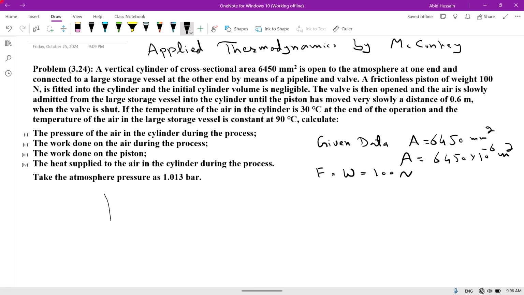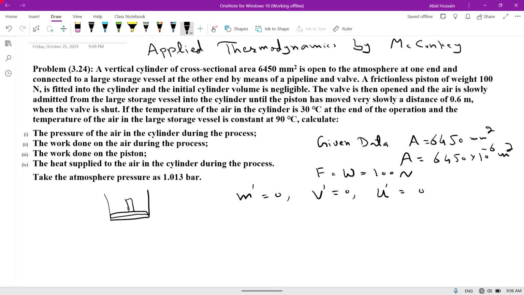Initially, this is the cylinder, this is the piston. Initially, it will be closed with this. This is the piston. Initially, there is no volume. It means that the initial pressure P is 0. No volume, so pressure is 0. Initial mass is 0. Similarly, initial volume is 0. Similarly, initial internal energy is 0.